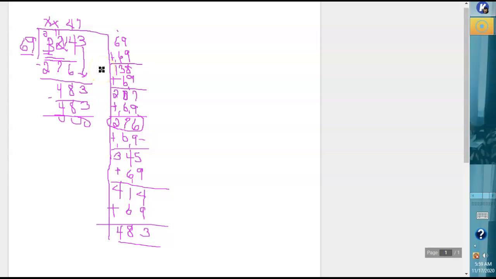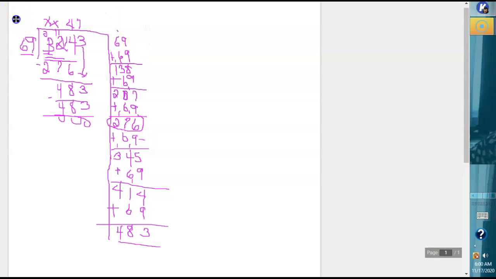And the standard algorithm can be called digit by digit, because you are going to take your number, your dividend, digit by digit. And sometimes it is called the big 7, because if you look at the picture here, it looks like a big 7.